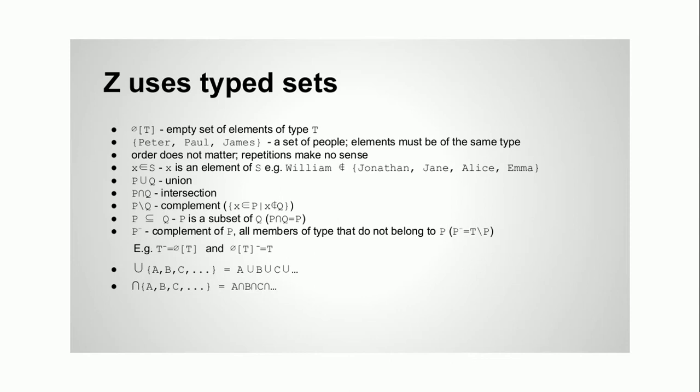Z uses typed sets. The empty set has no elements. Peter, Paul, James is a set of people; elements must be of the same type. Order does not matter. Repetition makes no sense. x is an element of S, for example William is not an element of Jan, Alice, and Emma. P union Q, P intersection Q, P complement Q. These are the examples of Z's typed sets.